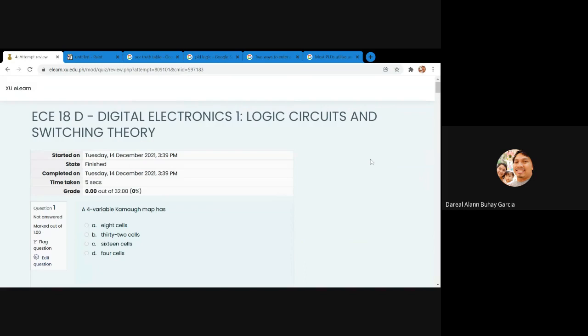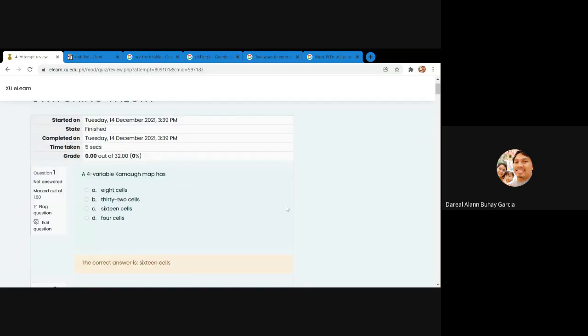A 4-variable K-map has how many cells? 8, 32, 16, 4. 16, 16 cells. Okay. So, meaning ang input is A, B, C, D. Yes, 16 cells.